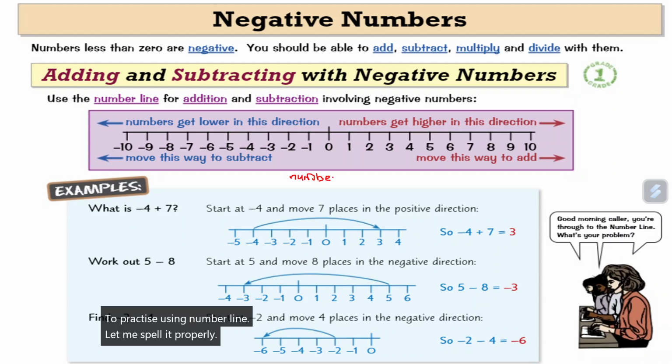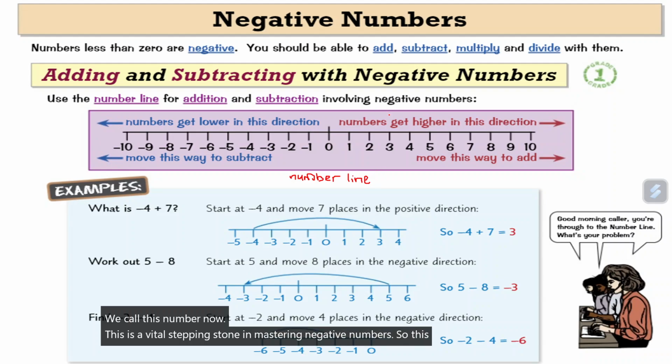Number line. We call this the number line. This is a vital stepping stone in mastering negative numbers. So this is the number line.